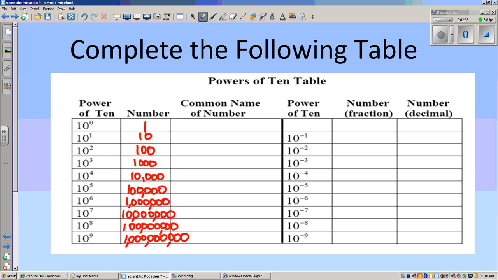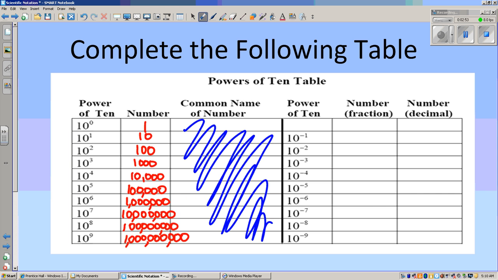So look up when you get a chance and check this column with what I have up here to see if you have the same numbers. Now, just for time's sake, we're going to skip this column where we're listing the common name, partly because you don't have enough room on your paper, but I think we can get the idea of this without filling out that column anyway.